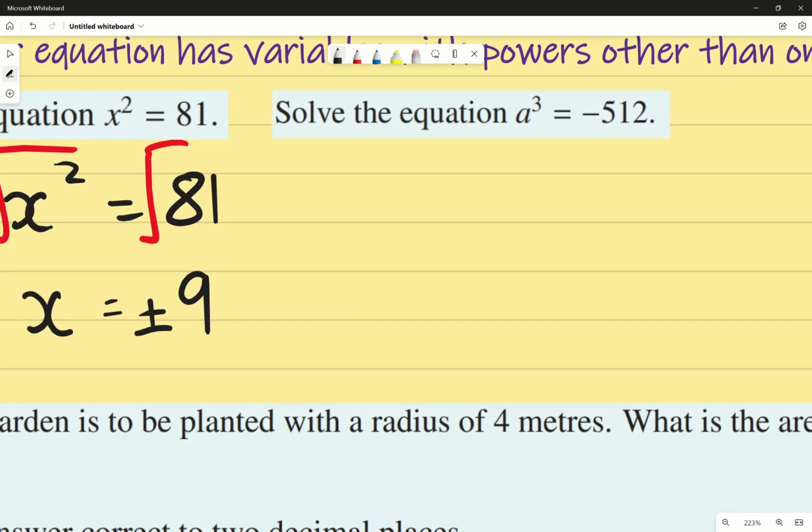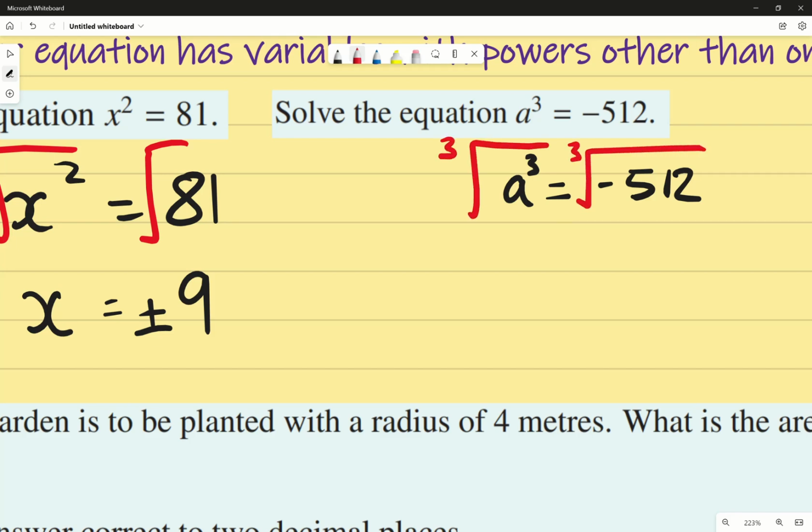Same idea over here. I've got a cubed equals negative 512. So I'm going to do the opposite of cubed. The opposite of cube is? Ooh. What's the opposite of square? Square root. So the opposite of cube is cube root. It is a thing. Again, if I'm thinking about it this way, I'm thinking what number multiplied by itself 3 times gives you negative 512. Now, of course, that has to be a negative number, doesn't it? Because a negative times a negative times a negative gives you negative 512.